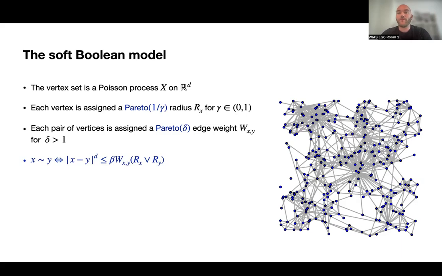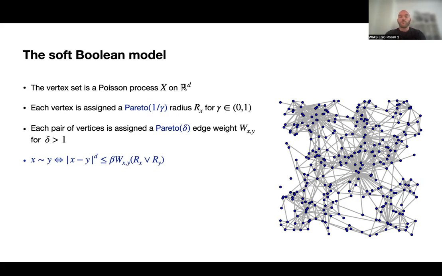Additionally, completely independent of the radii, we also assign to each pair of vertices, that is each potential edge, another Pareto distributed random variable, which we call the edge weight, W, which is also Pareto with some parameter delta, which is also larger than 1, so also finite first moment, and the closer delta is to 1, again, the more heavy-tailed the edge weights are. And the finite first moments of both of the Paretos then in the end lead to finite degrees in the graph. And that's what we want, to remain sparse.